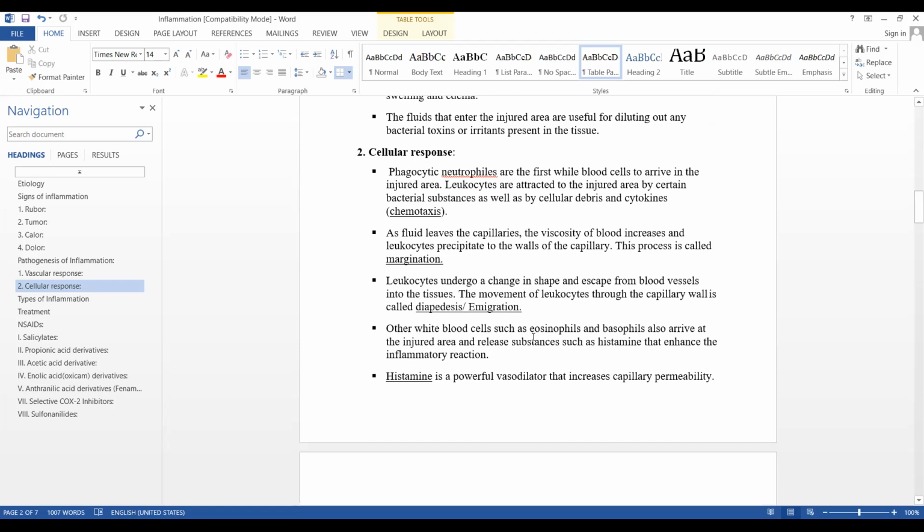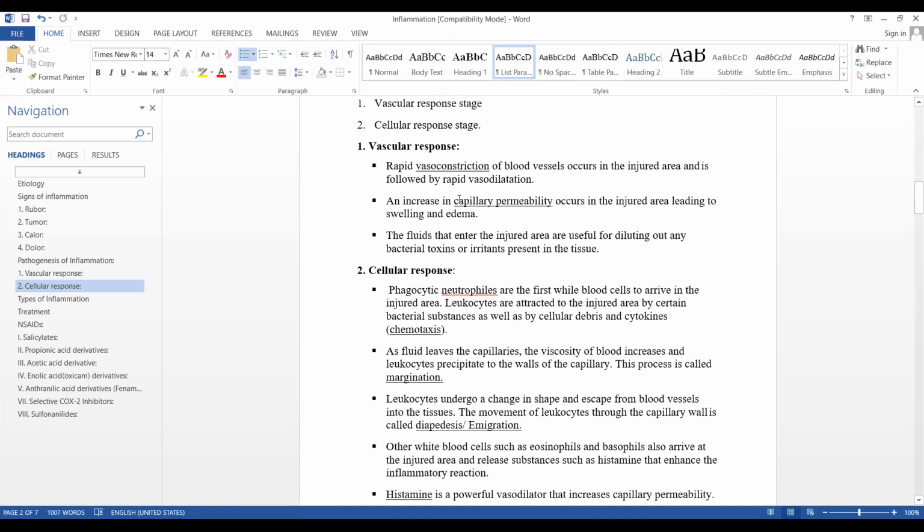The other WBCs such as eosinophils and basophils are also gathered into the injured area and release substances such as histamine, and that enhances the inflammatory reaction. What is histamine? Histamine is a powerful vasodilator that increases the capillary permeability. Why? Because it is a vasodilator.